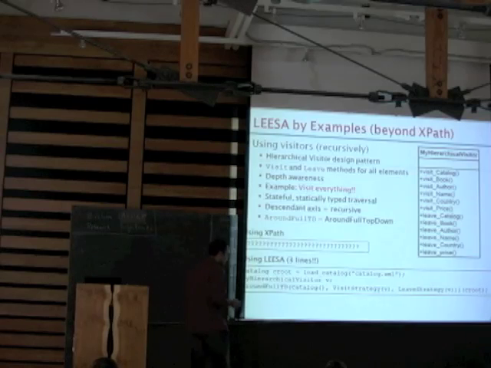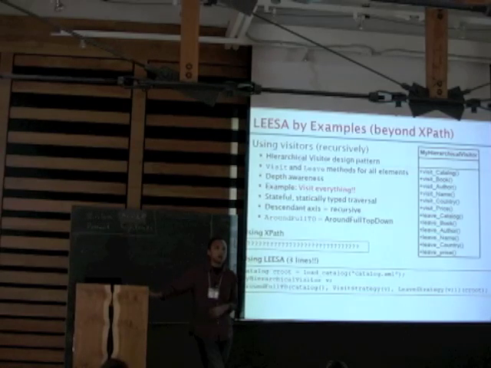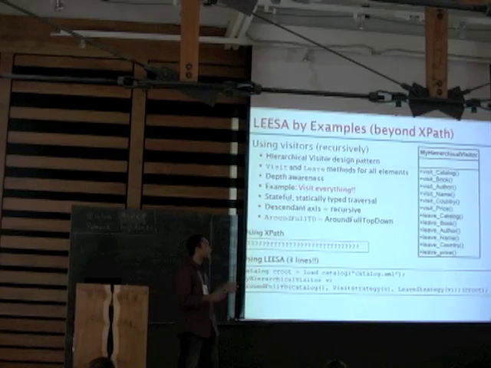Now this is interesting. What if you want to say, I have this visitor, I don't care if there are 500 types or 1,000 types in this particular tree, just visit everything. Just visit everything from start to bottom in this XML schema. So you can do that.